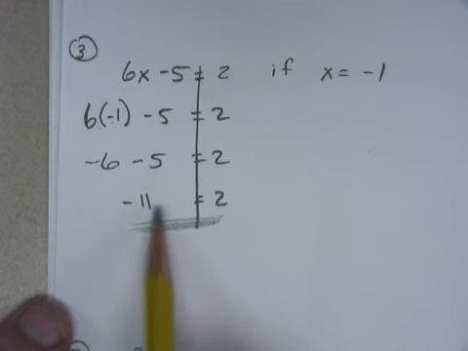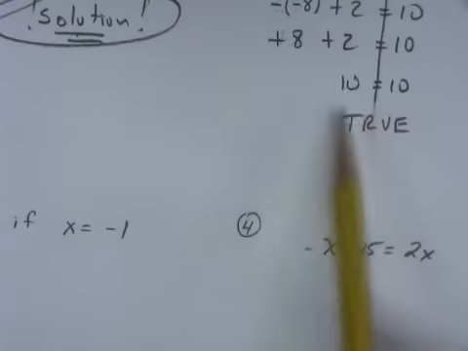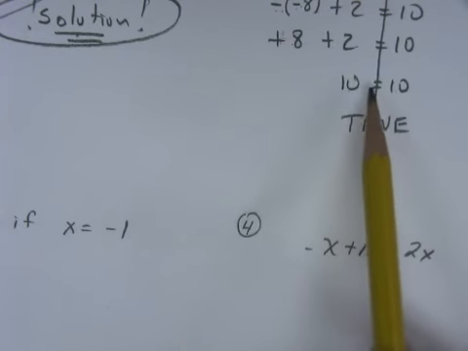Negative 11 is equal to 2. That's not true. Negative 11 and 2 are two totally different numbers. They cannot be the same. They cannot be equal. Up here, 2 equals 2. Yeah, that's correct. 2 and 2 are the same, so they're equal. Over here, 10 and 10 were the same, and they're equal.